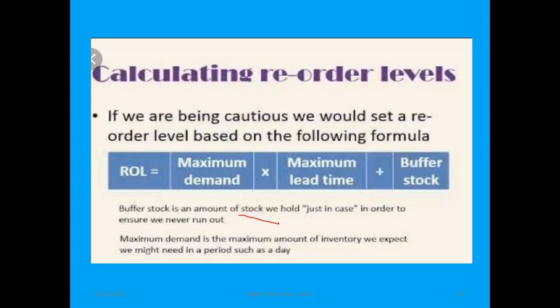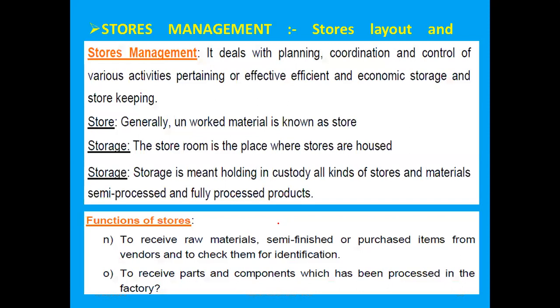Next, the maximum demand is the maximum amount of inventory we might need in a period such as a day. So here the maximum demand can be ensured only when the physical items are available in the store, right? Understood the point? Any doubts?